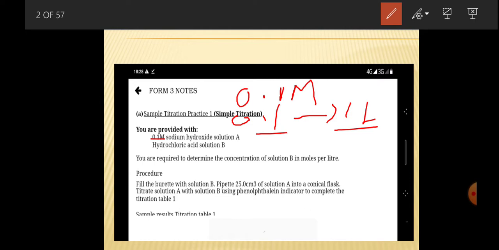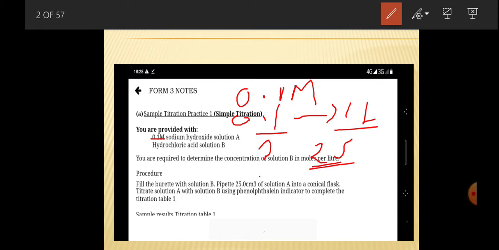So in the procedure, fill the burette with solution B. Solution B is hydrochloric acid. Pipette 25 centimeters of solution A into a conical flask. So before we go down to titrate, we already know that 0.1 molar means 0.1 moles in 1 liter, or 1 dm cubed, or 1000 centimeters cubed. That means in a pipette you are asked to only take 25 centimeters cubed. So you ask yourself, if 0.1 moles were in 1 liter, how many moles will be there in 25 centimeters cubed? Because you are only taking a proportion of the 1 liter that you are provided with.